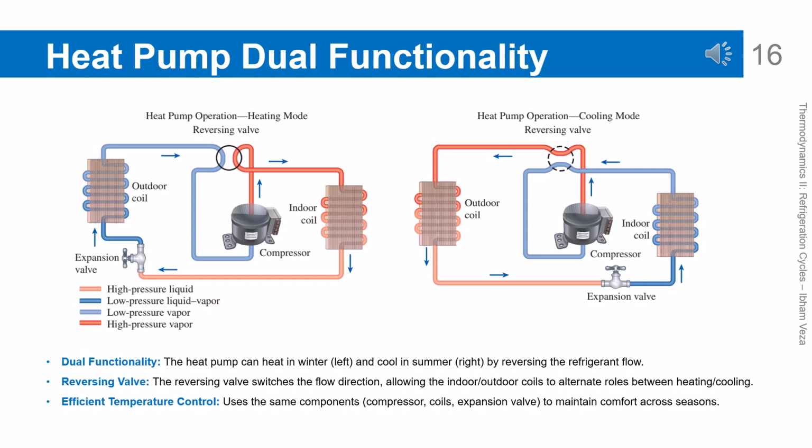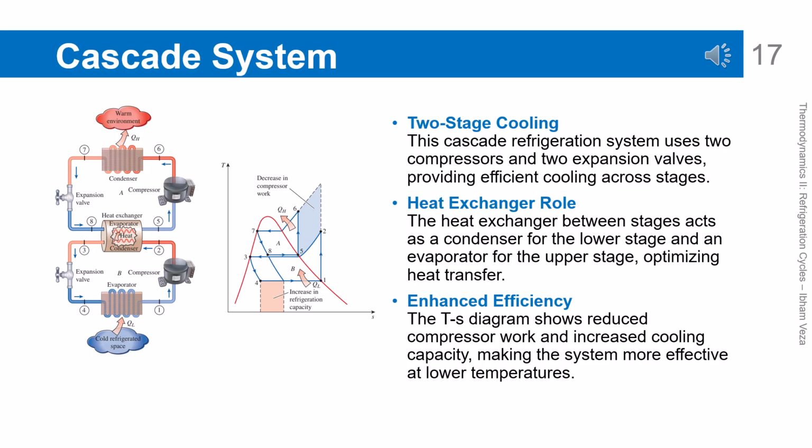The reversing valve allows the condenser and evaporator to swap functions. With one system, both heating and cooling demands can be met efficiently. Cascade refrigeration system.